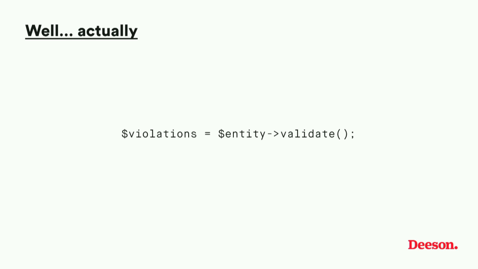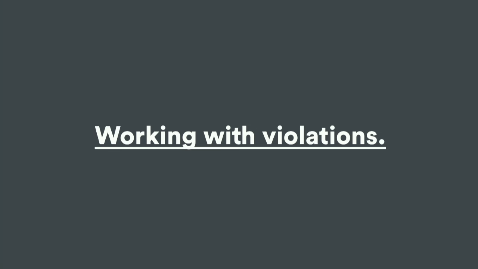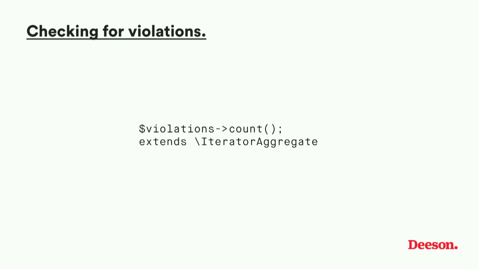You don't just call it because, well, then you have Drupal telling you, yeah, there's some stuff wrong here, and then you're just ignoring it. So ideally, you want to save that in a variable and then do stuff to it. So how do you work with these violations? Well, first of all, checking whether there are any is easy. You just get that list and you call count on it because it's a countable object. If it's zero, then you know you passed with flying colors. If it's not, then you need to do something. But it extends IteratorAggregate, so you can loop over it and get all of the violations.